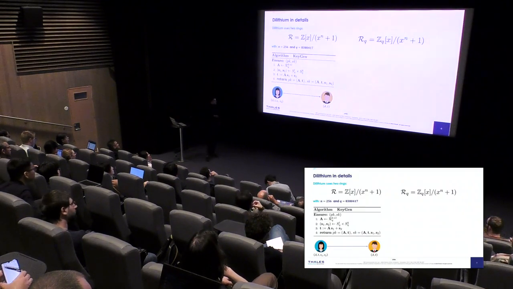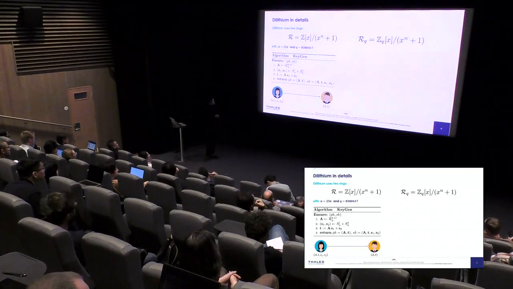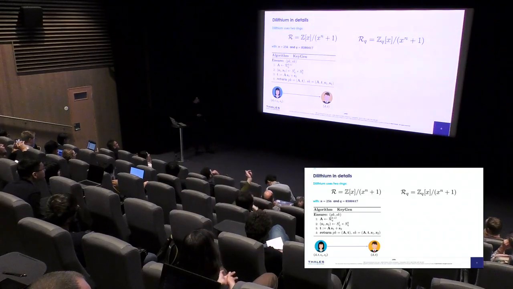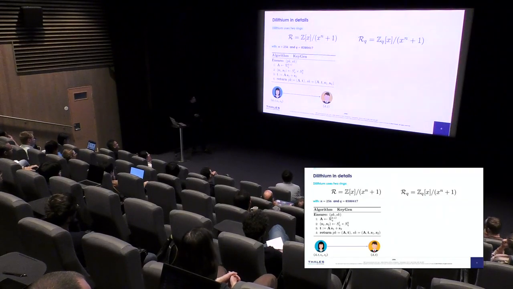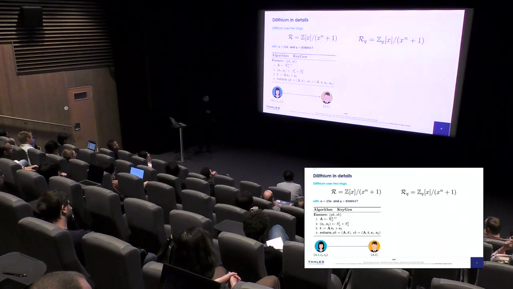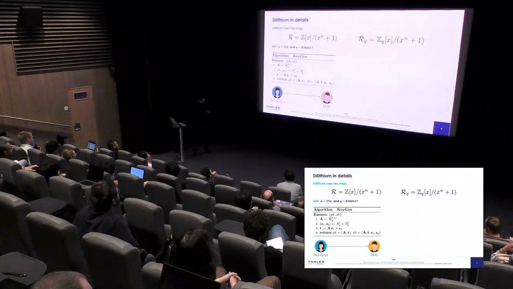Now I will quickly explain how Dilithium works. For the key generation, it is a simple MLWE instance. Alice draws two small polynomials, S1 and S2, at random, and calculates A times S1 plus S2. The public key will be the matrix A and the vector T, while the secret key will be the knowledge of the two secret polynomials S1 and S2.